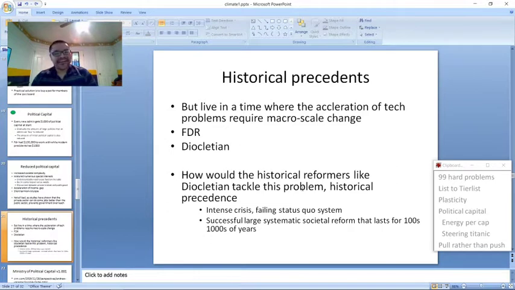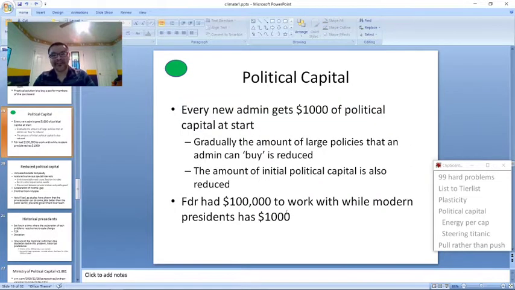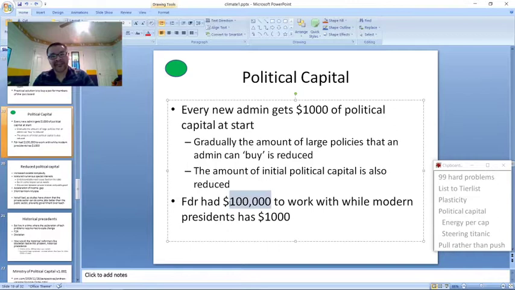Why this sort of issue has moved to the forefront is that currently we live in a time where the acceleration of technological problems requires these large macro scale policies, which is particularly difficult, and requires $100,000 of political capital.